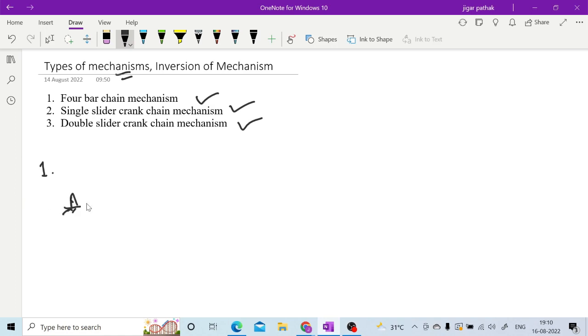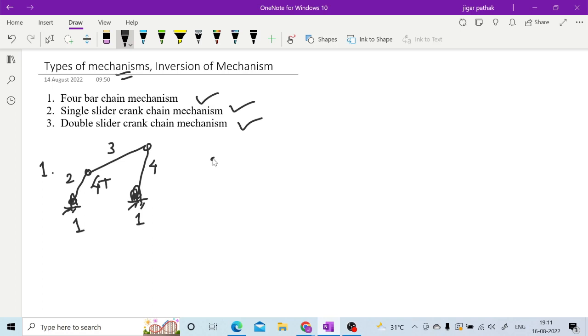The 4-bar chain mechanism has 4 links and all turning pairs, right? This is link 1, that is the fixed link. This is your link 2, 3 and 4, and all the links are joined with a turning pair. So here you have 4 turning pairs in your 4-bar chain mechanism.